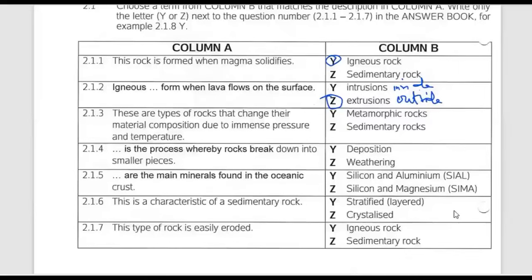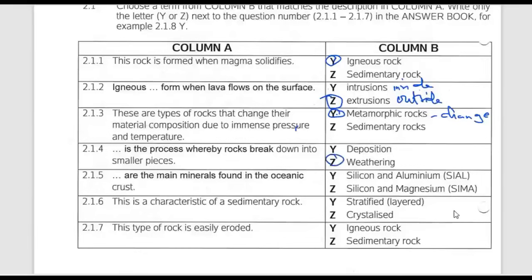Right, these are types of rocks that change their material composition due to immense pressure and temperature. We've talked about that. Those are metamorphic. Metamorphic from the word metamorphosis, which means change. It means these rocks were initially either sedimentary or igneous rocks, but they have gone through intensive heating and intensive pressure. Then they are forced to change their form to become a completely different type of rock. So that is a metamorphic rock. Then we go to number 214. Is the process whereby rocks break down into smaller pieces, that is automatically weathering.